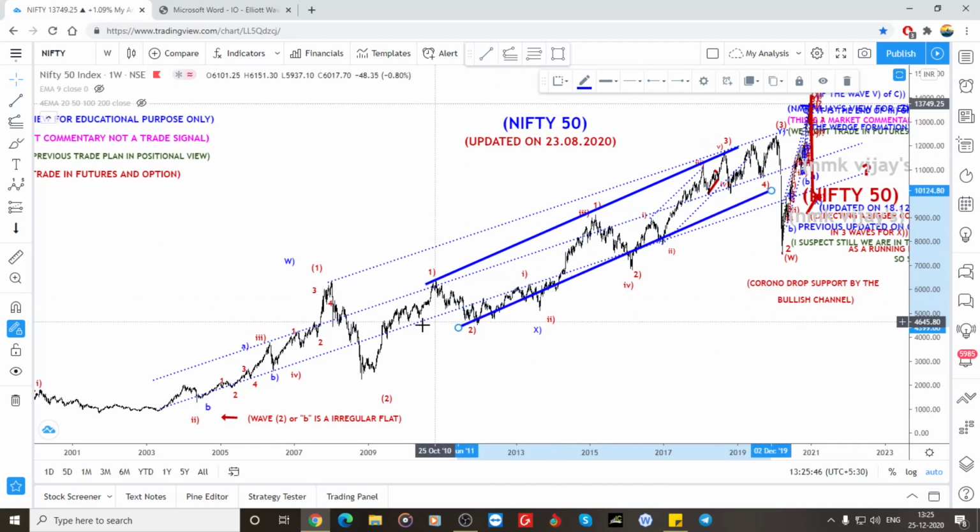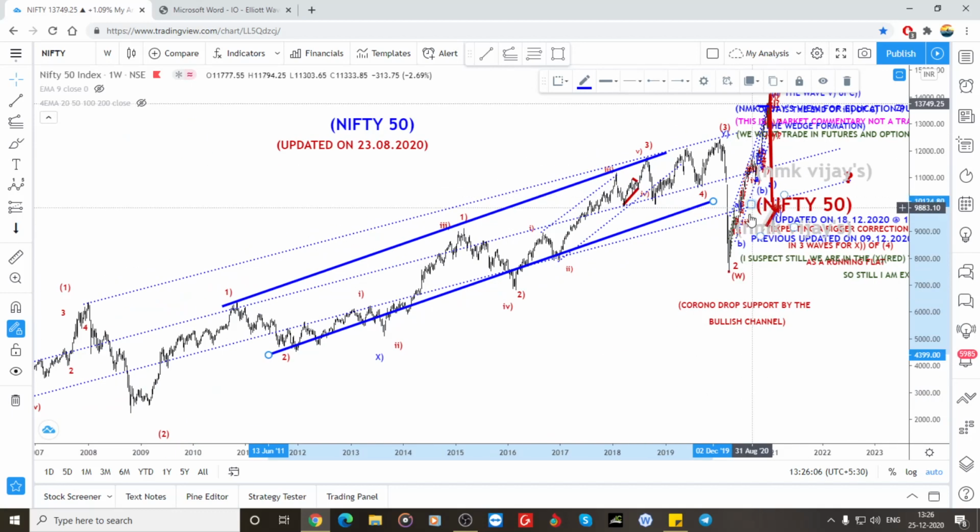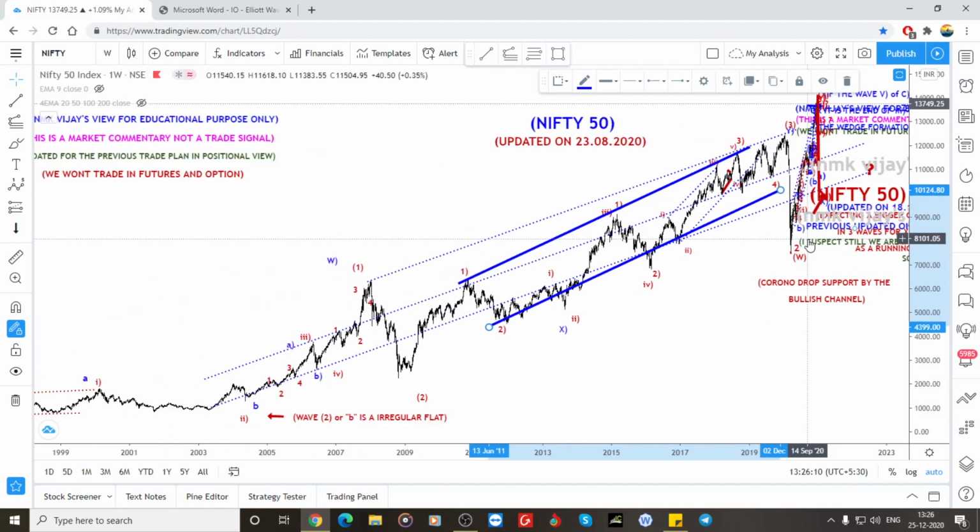So here is the end of the 1, 2, 3, 4 and 5. For this one, this is the 2, this is the 3, and the corona drop is the 4, maybe 4, or it could be that we are still in that 1, 2, 3 or 4 and 5 has to end. It's already ended or it's going to end. That we have to watch in the daily chart and 4 hours, then you will come to a conclusion.